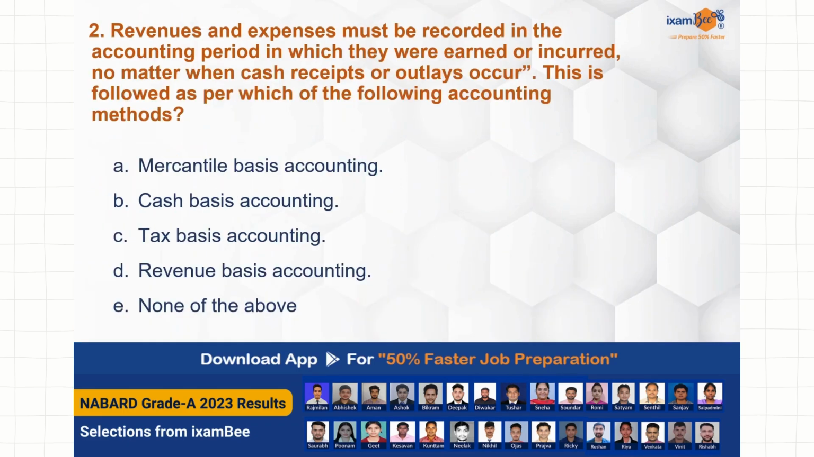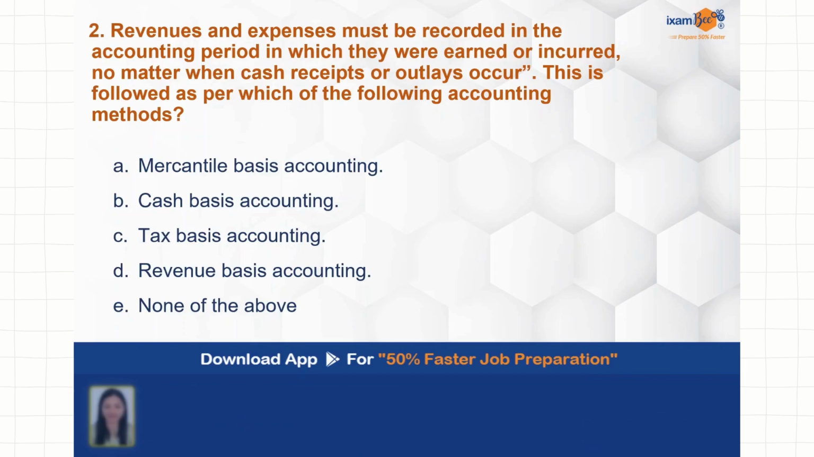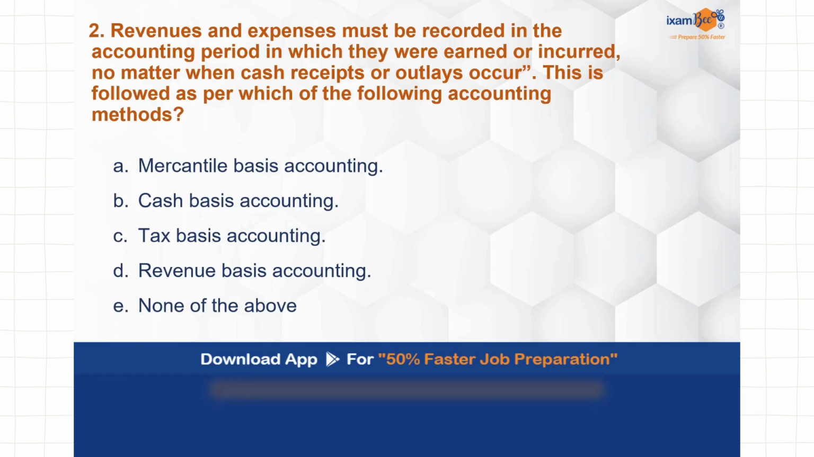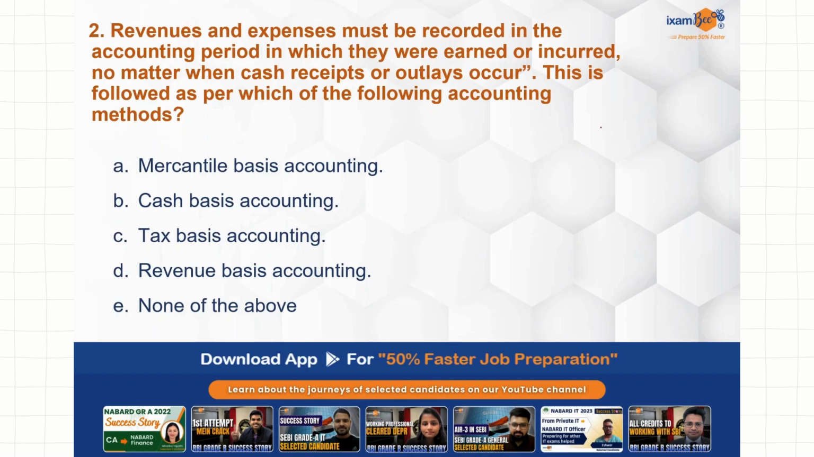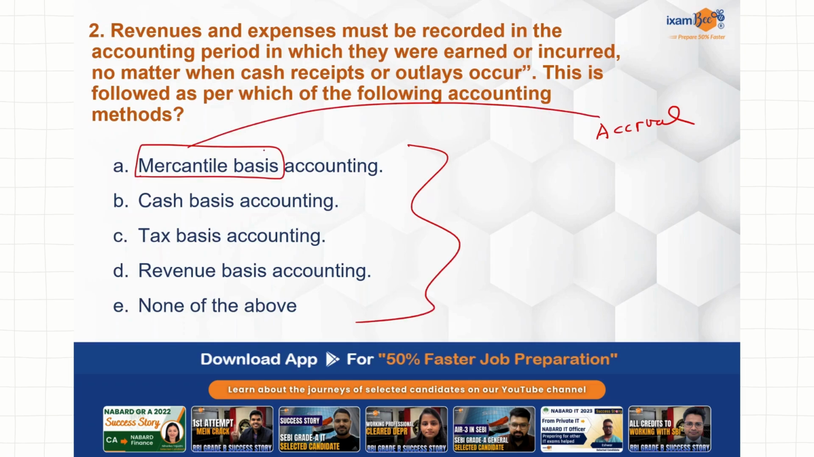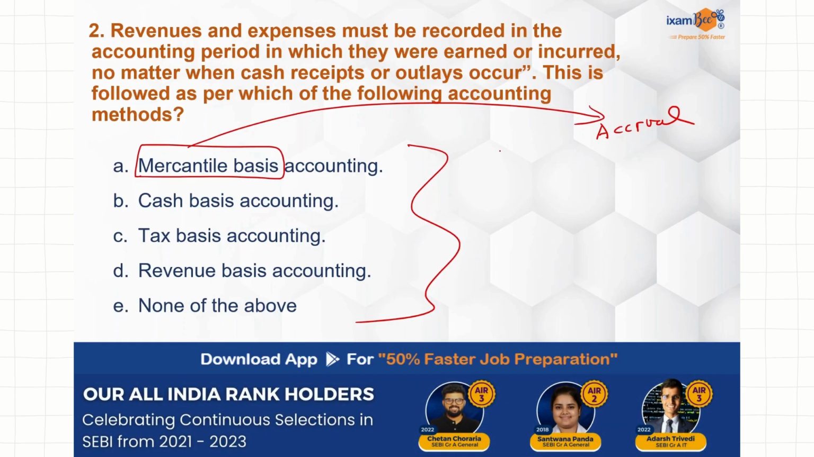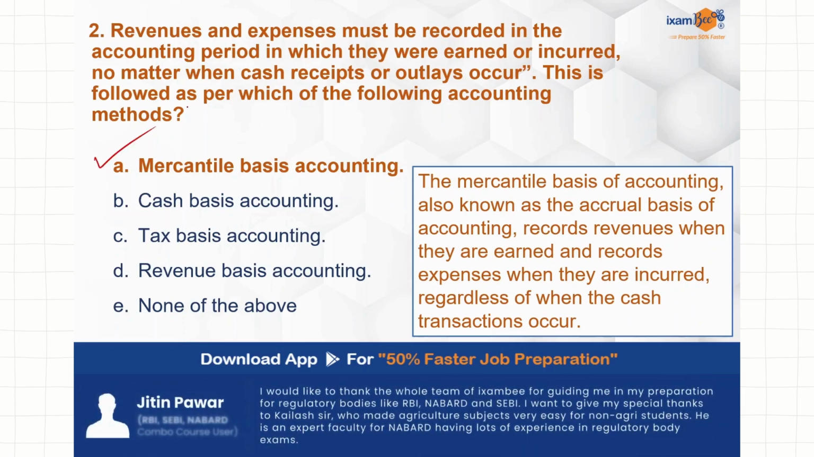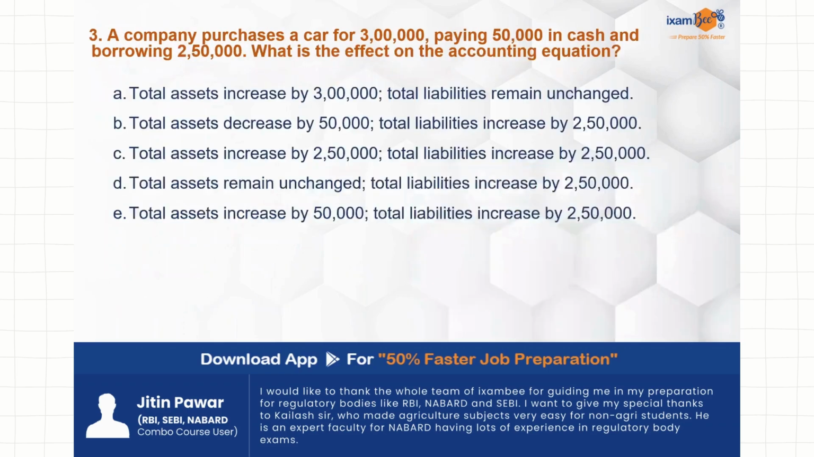Second question is, revenue and expenses must be recorded in the accounting period in which they were earned or incurred, no matter when cash receipt or outlay occurs. There is a statement which I keep telling in class. Transactions are recorded in the period in which they take place, not when settlement in money takes place. Some of the students might be thinking, sir, this is the accrual concept of accounting. But in the options, we can't find accrual. Mercantile basis accounting is another name for accruals. You must be knowing this. Mercantile basis of accounting is nothing but accrual accounting only. So the correct answer is A. Transactions are recorded in the period in which they take place, not when settlement in money takes place.